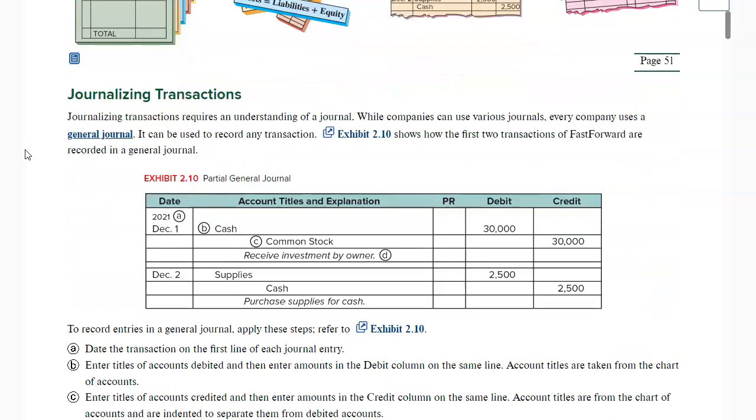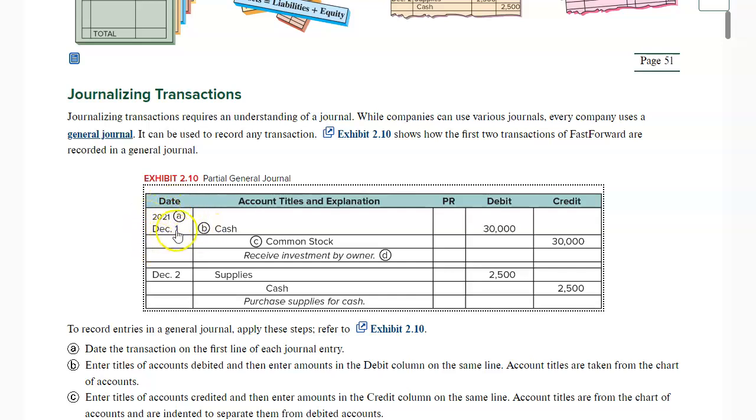We're recording here in the general journal. For an entry that requires 2 accounts, and this most simple entry in the world requires 2 accounts. You can't have one, you've got to have 2. The debits and credits have to match.